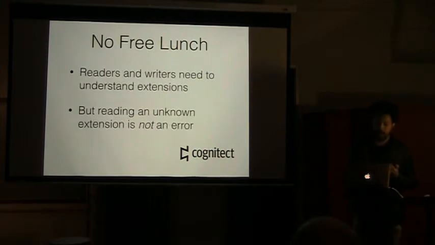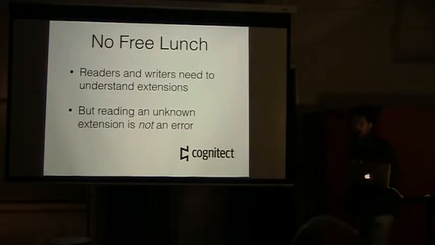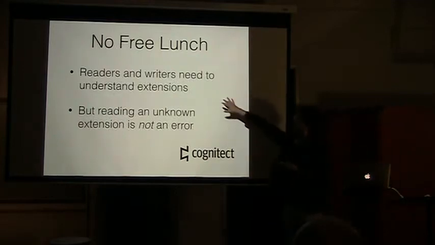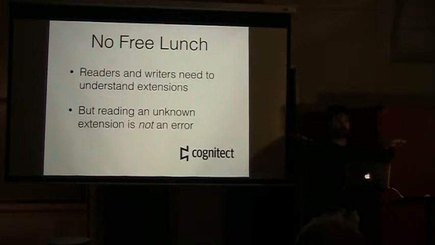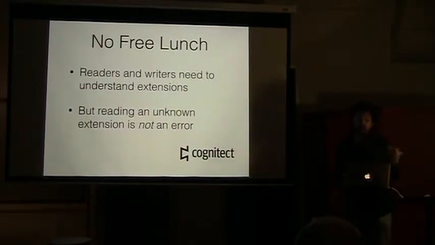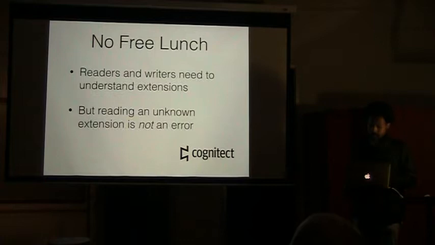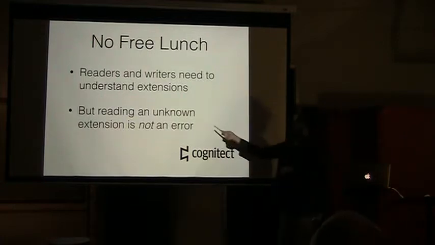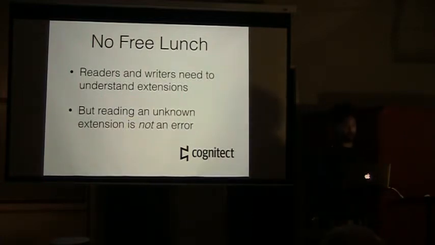Okay, so readers and writers need to understand extensions. You have to coordinate on both sides. Again, if you forget, you get round tripping for free. But in order to get all the benefits, you have to have the same set of readers and handlers on both sides. Reading an unknown extension is not an error.